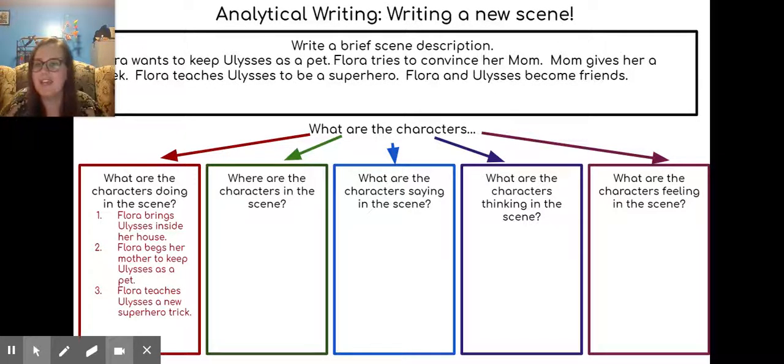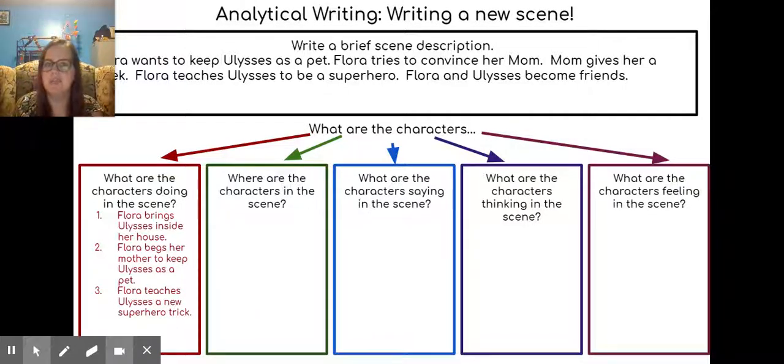And so I said, Flora brings Ulysses inside the house. Flora begs her mother to keep Ulysses as a pet, and Flora teaches Ulysses a new superhero trick. I didn't do anything crazy. I just used the sentences and the ideas that I had in my brief description up top. I just put them in that little box so that way I remember. Next, where are the characters in the scene? So I can look at the brief description that I wrote.